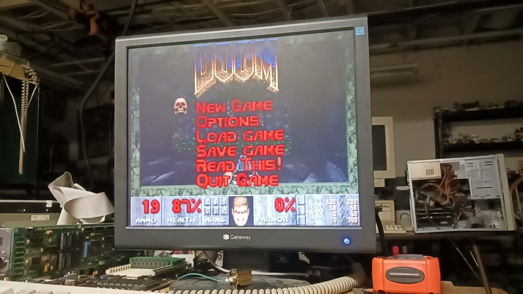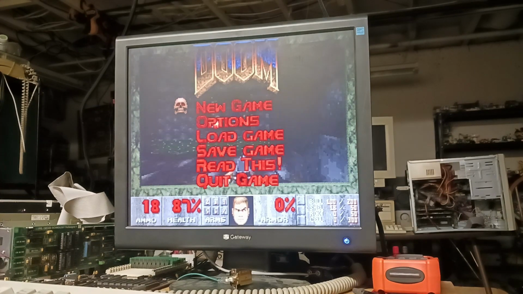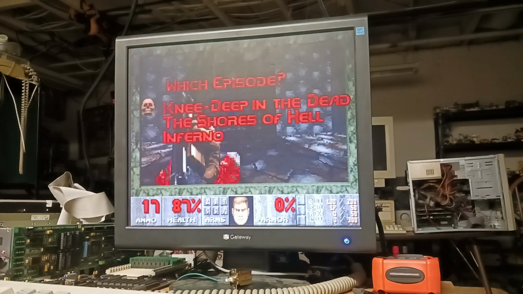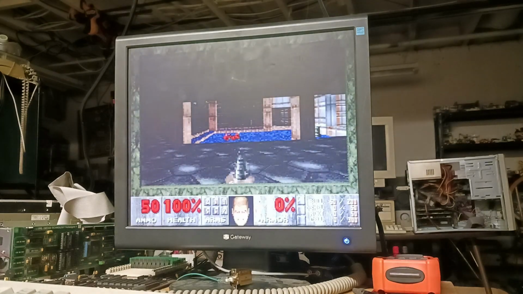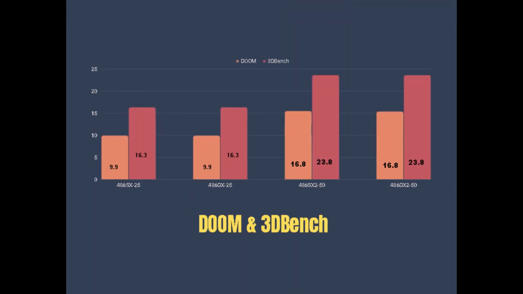We also took the liberty of doing some benchmarks of Doom on all 4 processors, just to see if the differences of processors made any difference on the playability. And as you can see here on the graph, just like with the previous tests, the SX25 and DX25 got the same score of 9.9 FPS, and the SX2 and the DX2 got the same score of 16.8. You can also see the 3D Bench scores here too, just so you could see them in graph form.